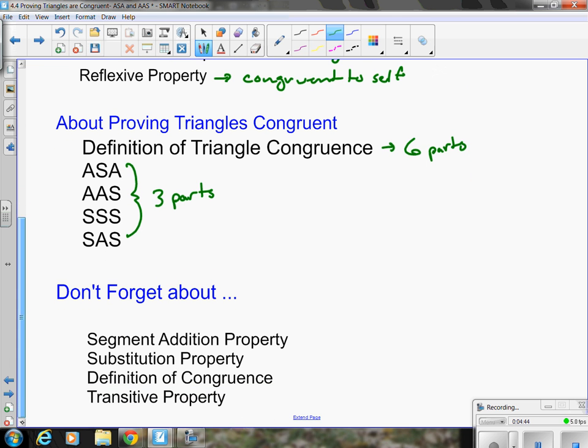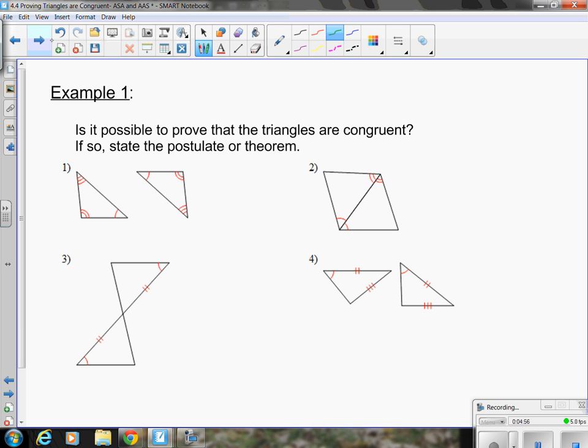And don't forget about these ones, the segment addition property, that you can add segments up to get the total. You can still do substitutions and definition of congruence and the transitive property. Those will still be important.